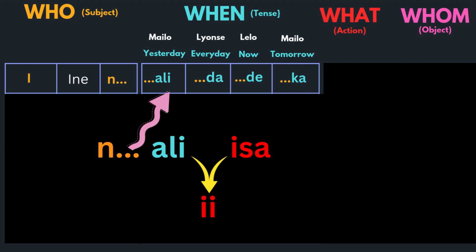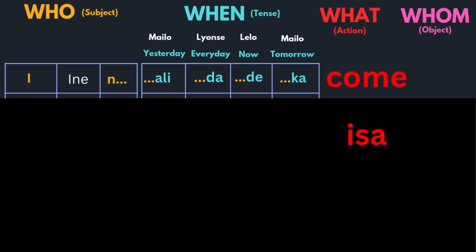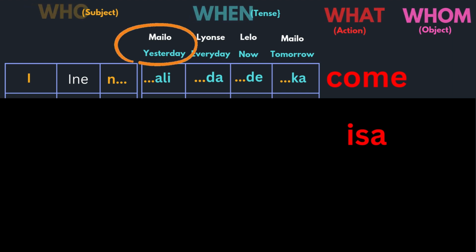So there we have learned two simple ways of using the verb isa, come. We've learned how to say come tomorrow, mailo, and come yesterday, mailo. So those are simple ways that we can combine simple words, and concentrating on the way we say it, we can change the meaning of the words.